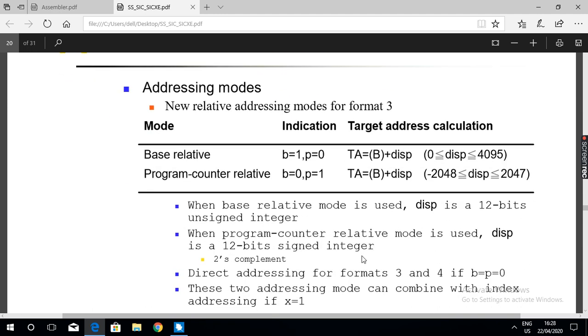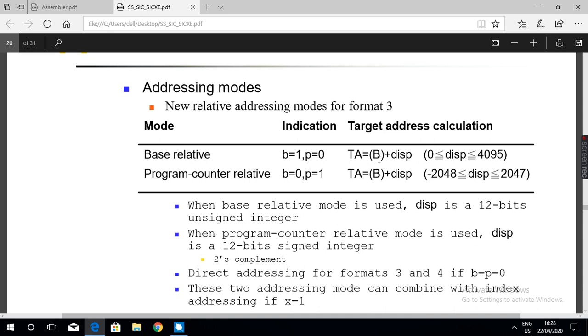So then addressing mode, I already said just now. Addressing mode specifies how to calculate the effective address. If it is base relative addressing mode, how the target address is calculated is: the content of the base register plus displacement.